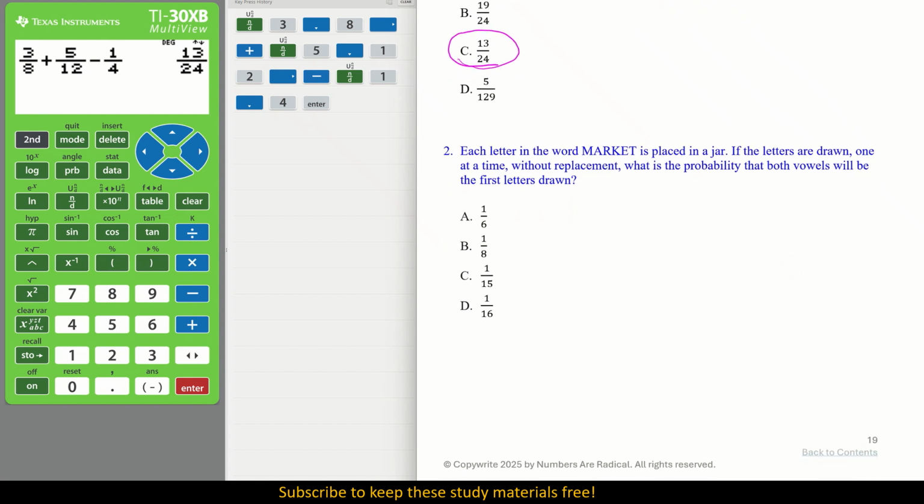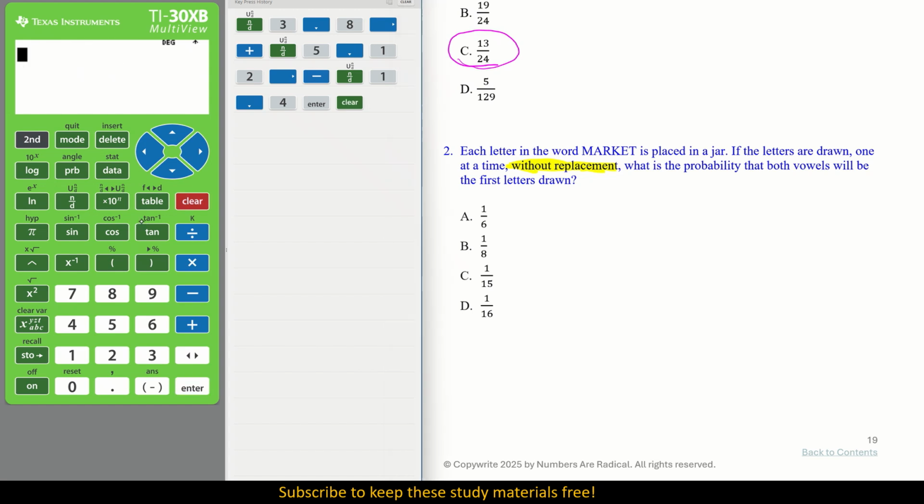Okay, let's look at number 2. Each letter in the word market is placed in a jar. If the letters are drawn one at a time without replacement, that is going to change our denominator. Okay, what is the probability that both vowels will be the first letters drawn?